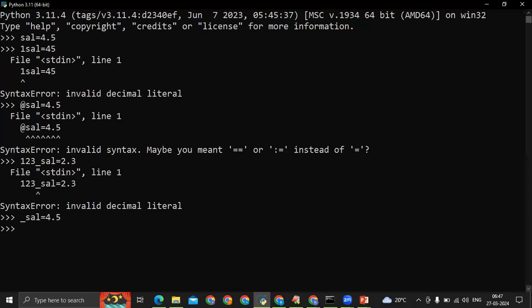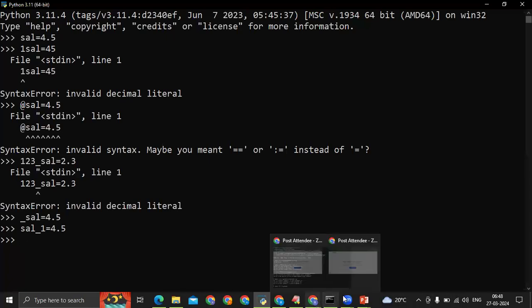If I write underscore, or I can write sal_1 = 4.5, it is acceptable.